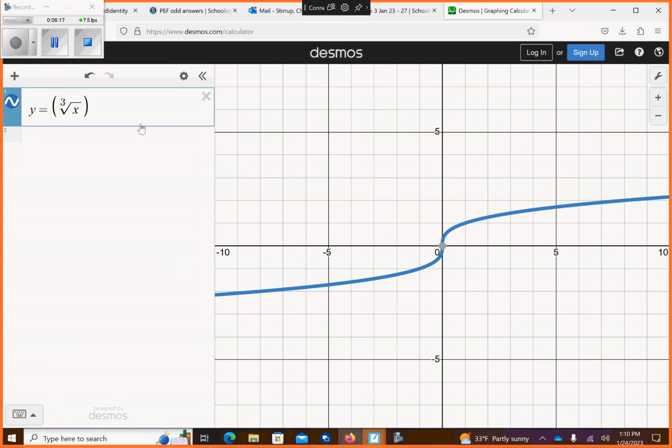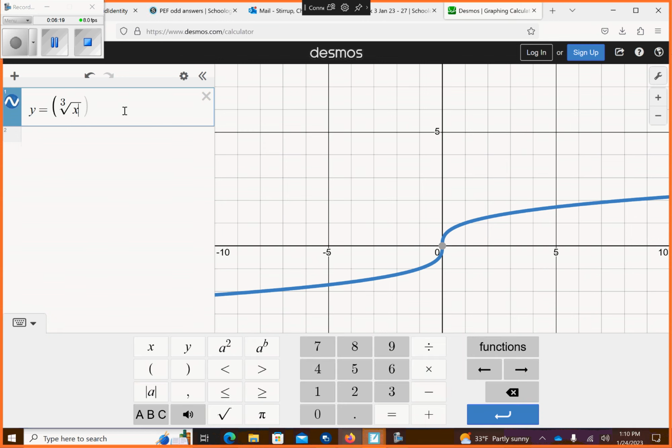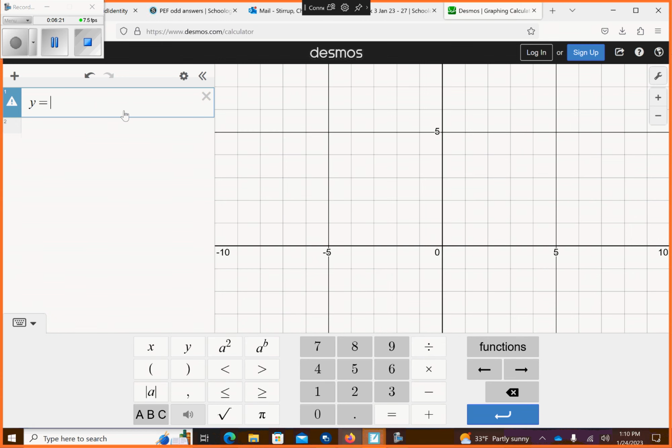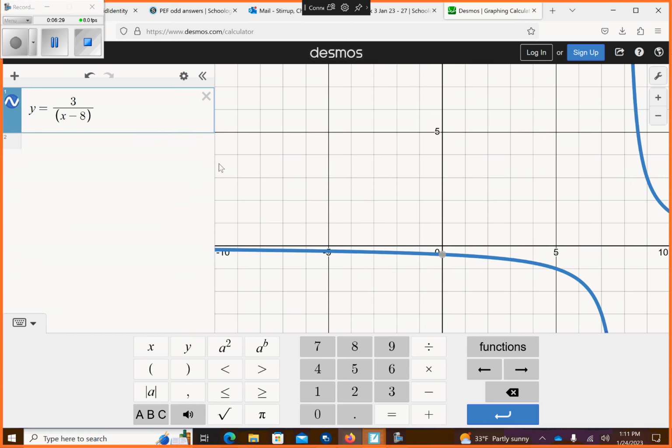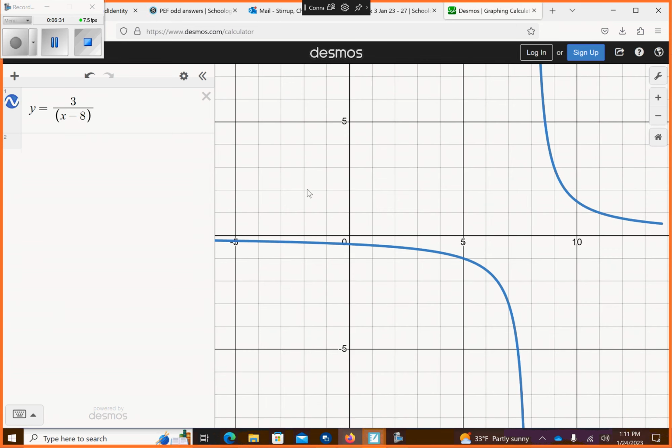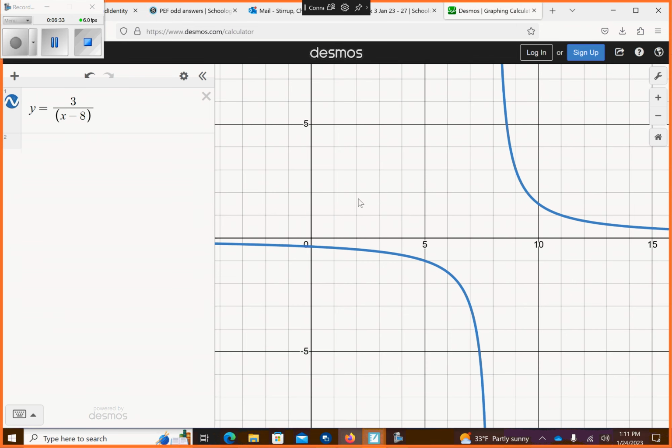And then problem number 3. Just plug it in. You have 3 divided by, and then on the bottom, I might put the bottom in parentheses just so I know it keeps it that way. Okay? So, this is called a rational function.